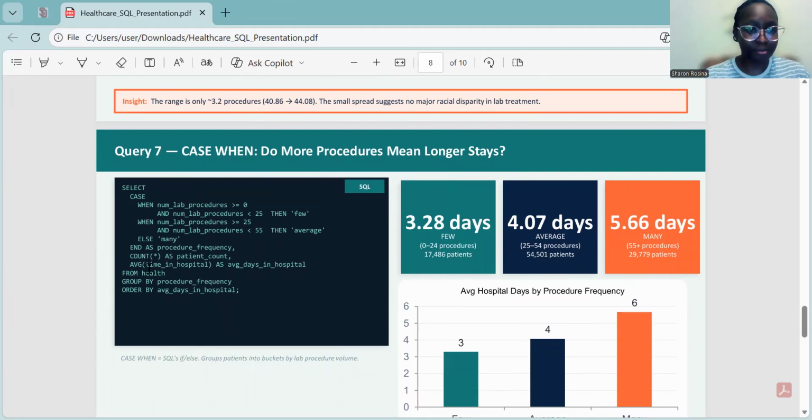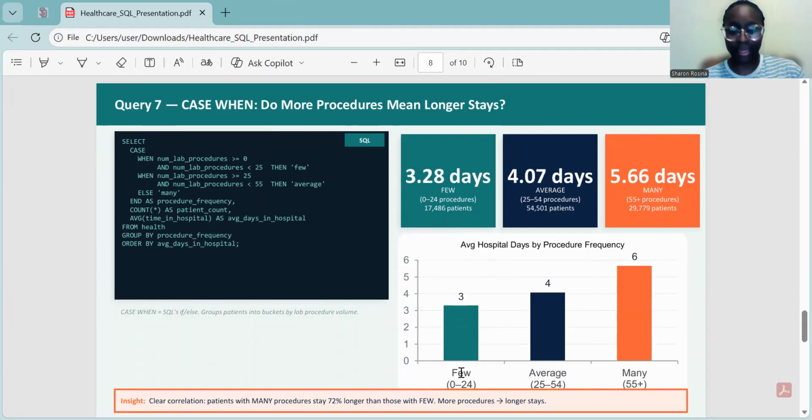So I created three brackets. The first bracket: if a patient had between 0 and 24 lab procedures, I labeled them in the few bucket. If they had between 25 and 54, I labeled them as average. And if they had 55 or more, I labeled them as many.